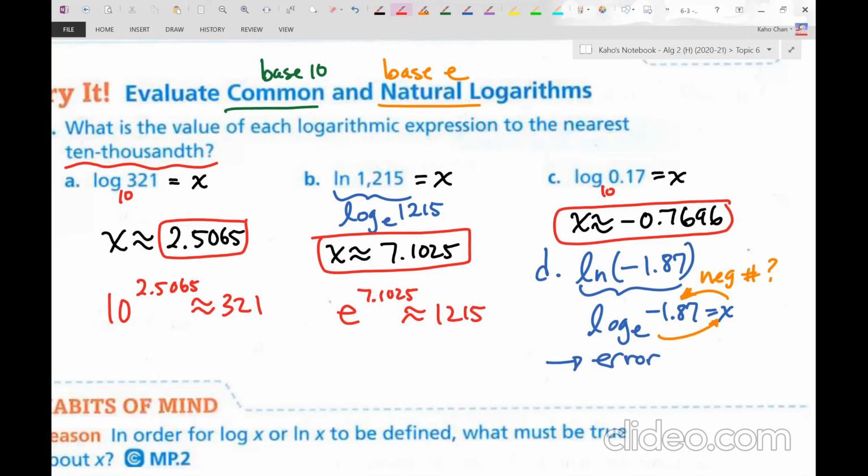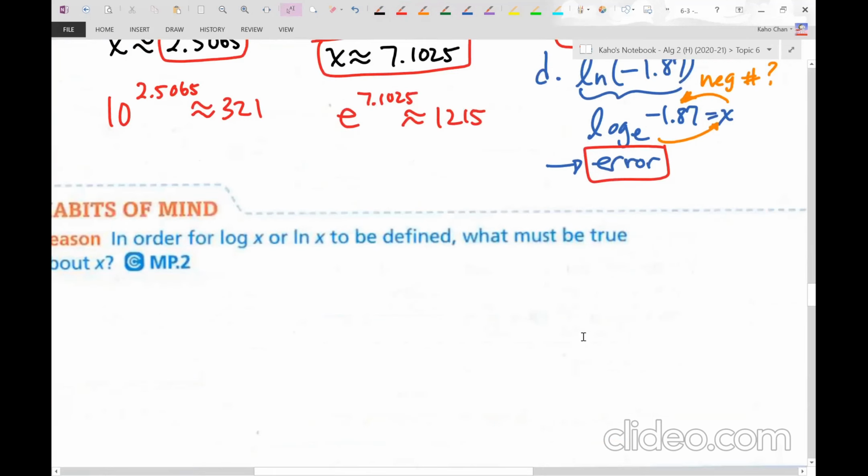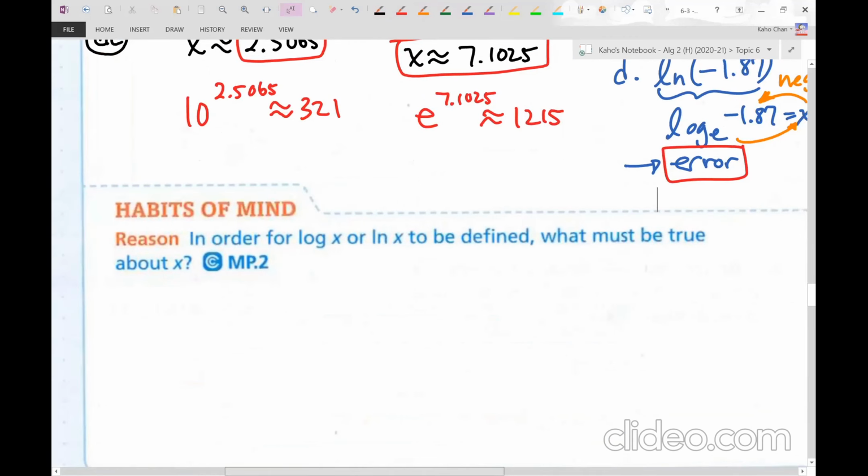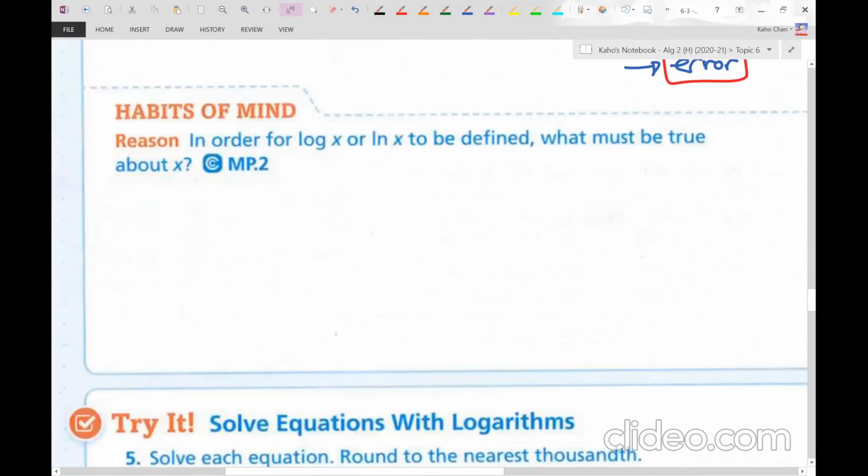Okay. In order for log x or natural log of x to be defined, what must be true about x? So here's the thing. x, meaning the argument, has to be positive. That's the key. Okay? Has to be greater than 0.